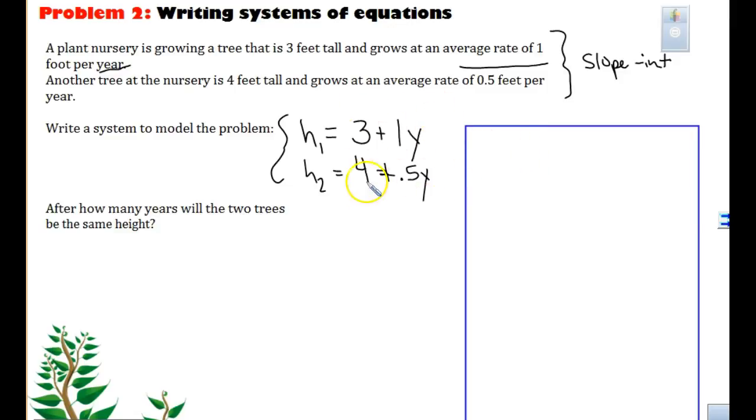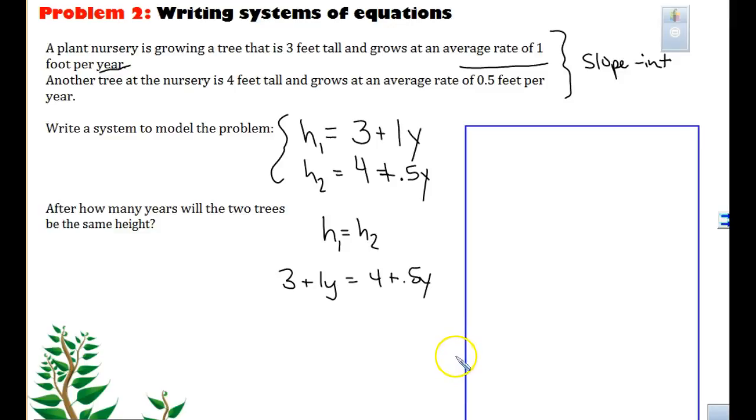We could do elimination, where we get rid of the heights. Is that how you would do it, or what were you thinking? Possibly, because the question says when are the 2 trees going to be the same height, I might have said, okay, I want to know when height 1 equals height 2. I want to know when they are the same. So you could have used elimination, and then you'd have to get the y's over on the other side. But in this case, you can also say 3 plus 1y equals 4 plus 0.5y, and substitution works quite well.